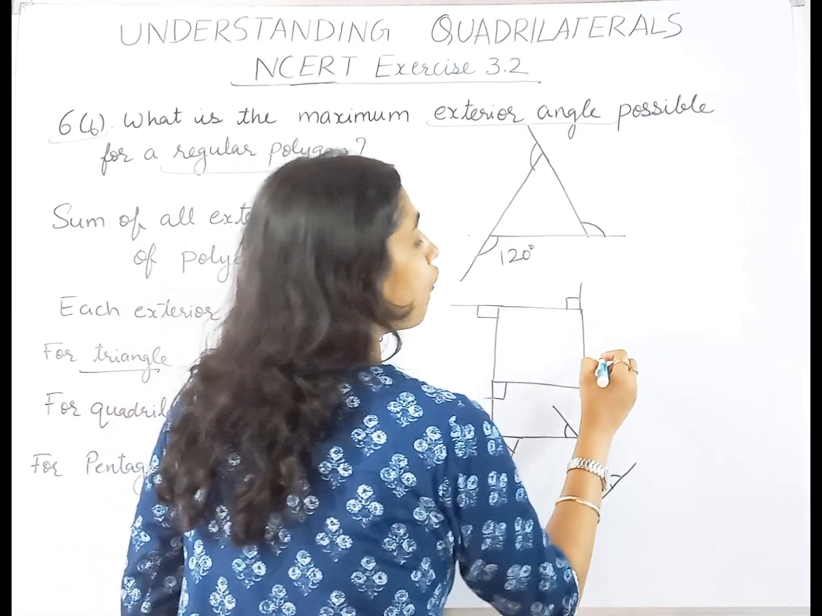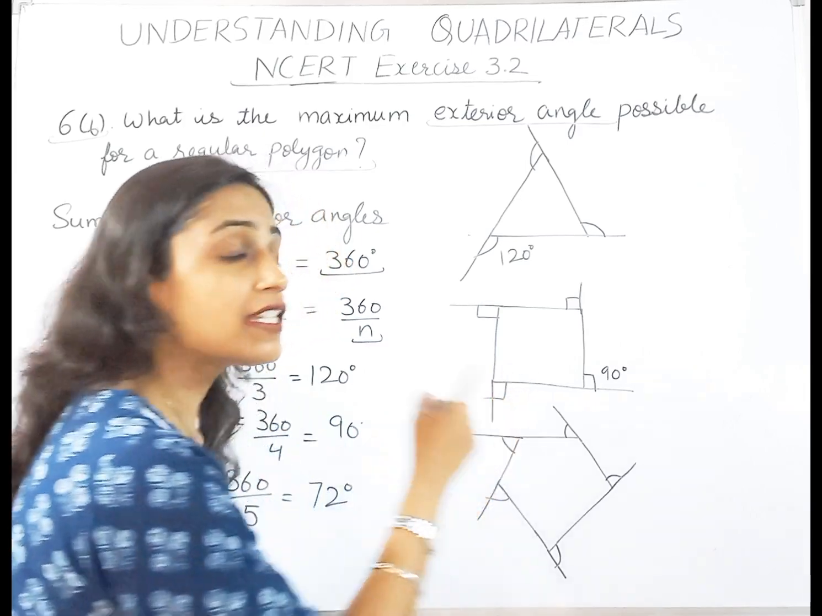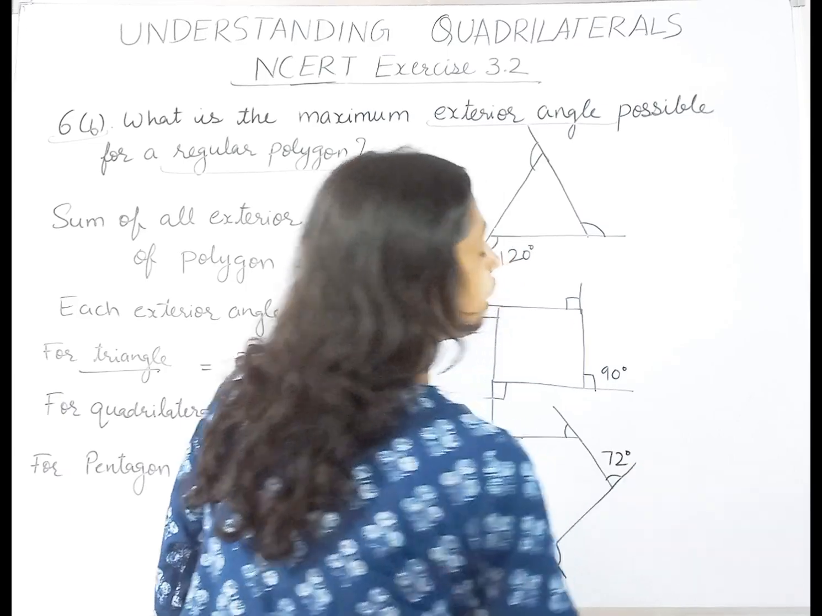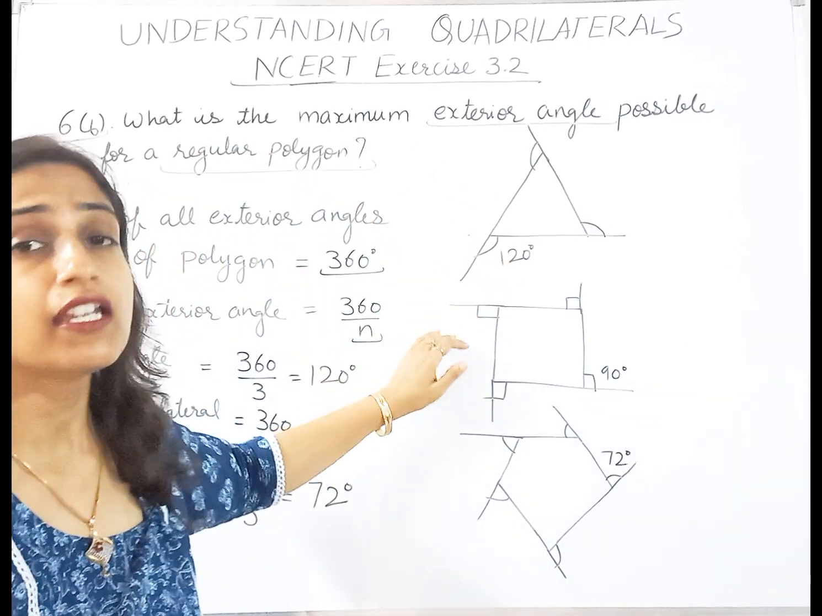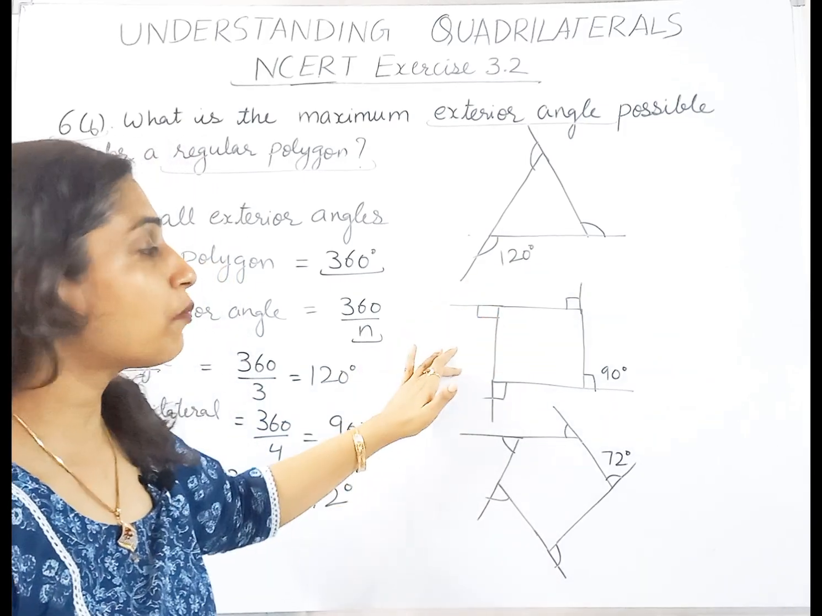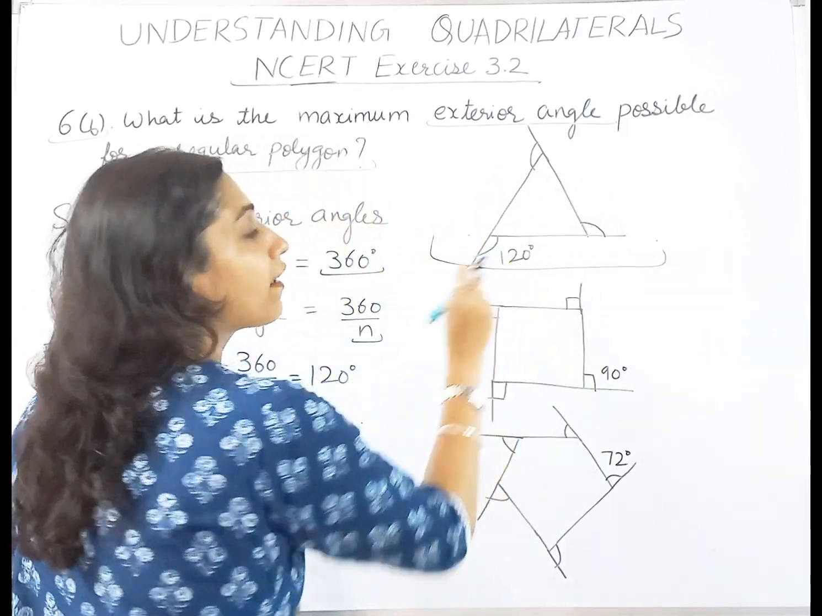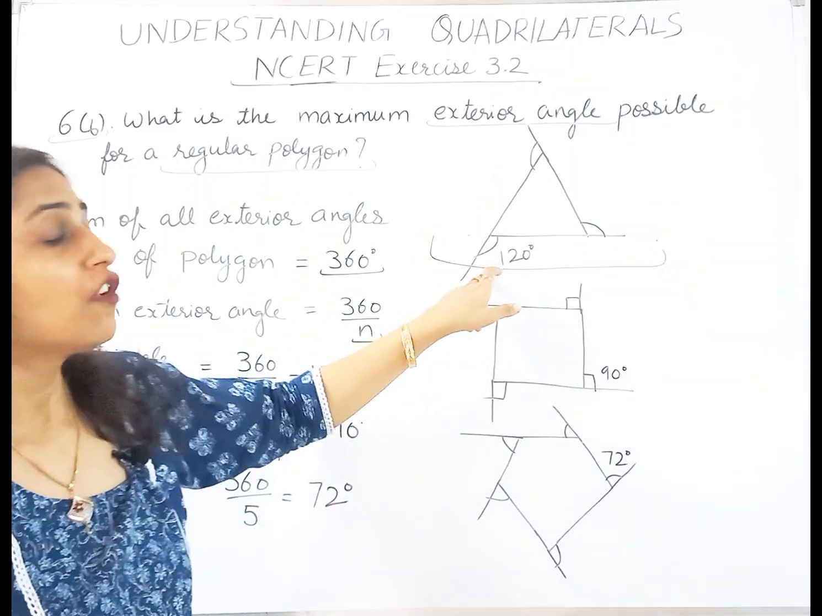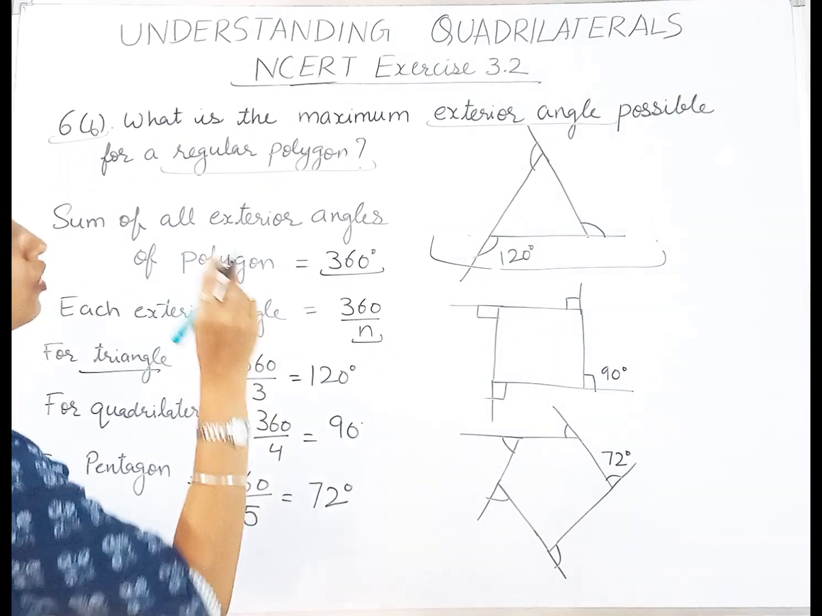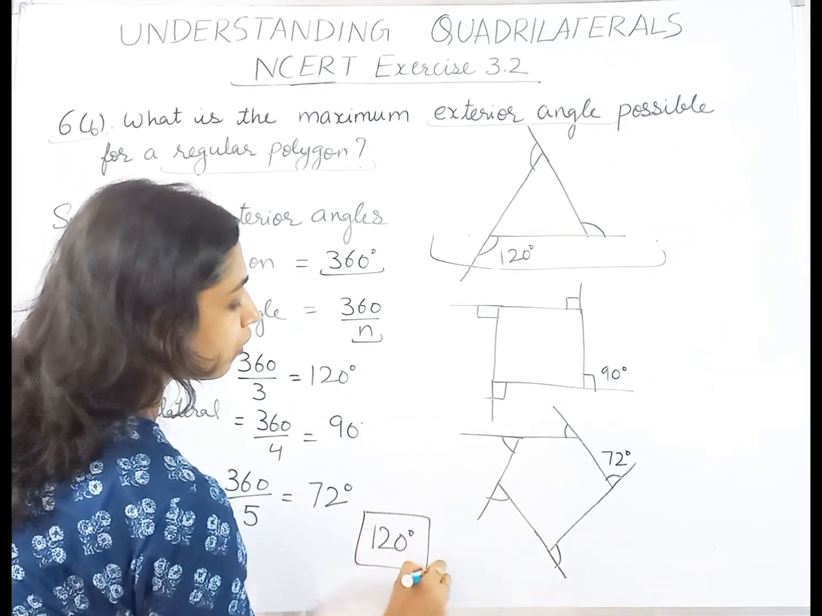So here, each exterior angle of a triangle is 120 degrees. Each exterior angle of a regular quadrilateral, which is a square, is 90 degrees. And each exterior angle of a regular pentagon is 72 degrees. So here we can clearly see that the exterior angle decreases when the number of sides is increased. That means the maximum exterior angle is that of a triangle. So the triangle has a maximum exterior angle, which is 120 degrees. So the maximum possible exterior angle for a regular polygon is 120 degrees, which is of a triangle.